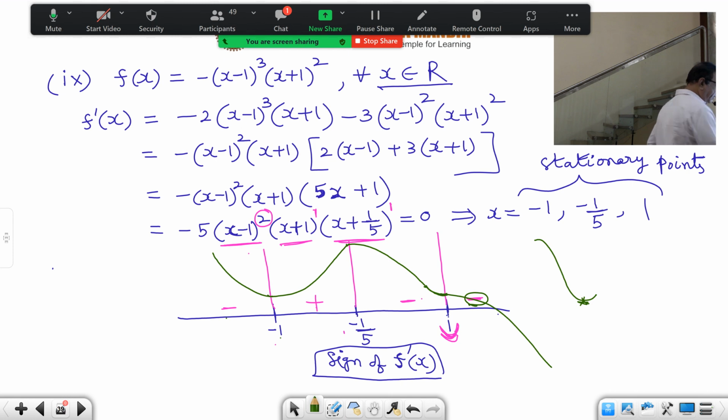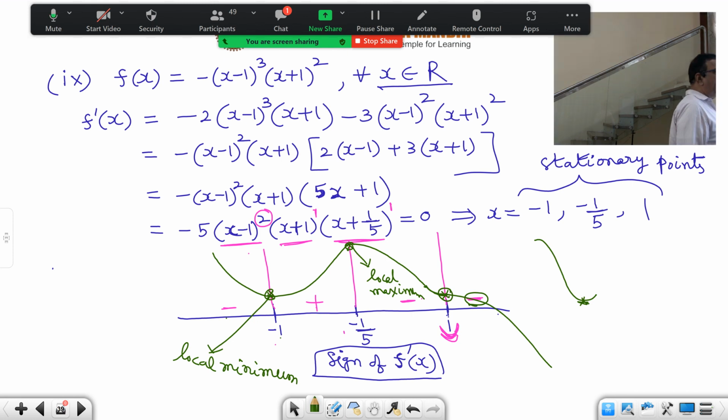Now tell me, at minus 1 what is happening? Is it local minimum or local maximum? Minimum, correct. Local minimum, correct. Because before minus 1 the function is decreasing, after minus 1 the function is increasing. So minus 1 local minimum. At minus 1 by 5 local maximum. At 1 no local maximum, local minimum.